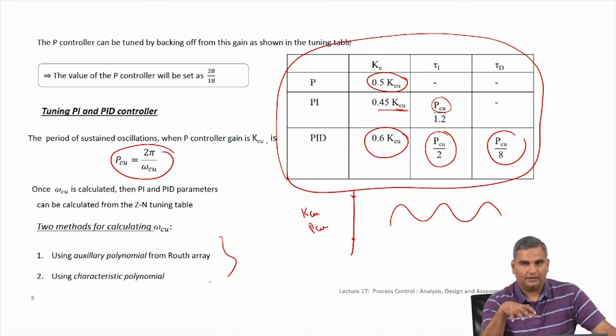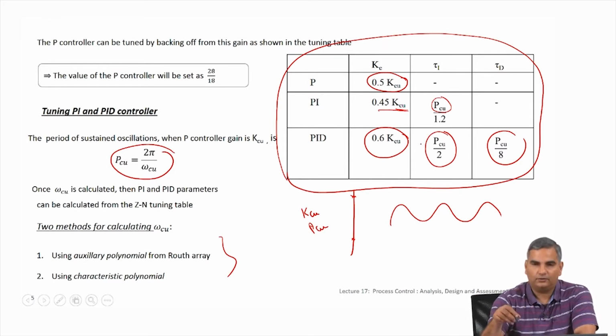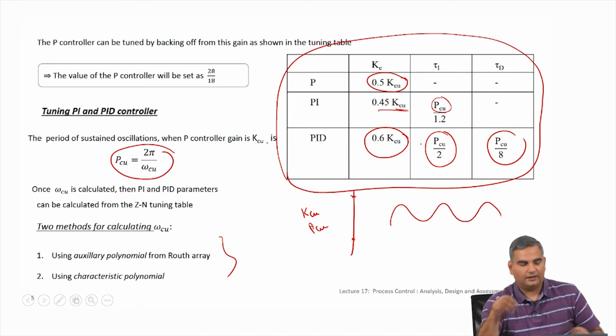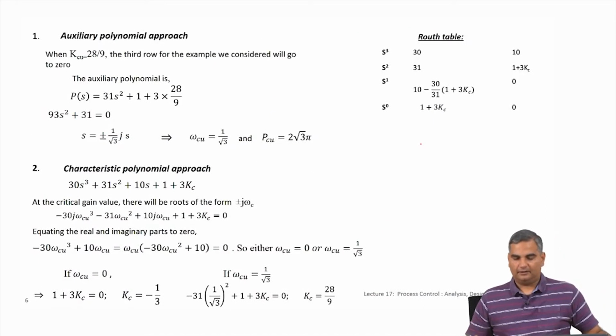So, as far as this summary is concerned, once we figure out how to compute omega Cu, we can get Pcu by 2 pi by omega Cu, and Kcu I have already shown how you compute, and once you compute both of these, if you were to use Ziegler-Nichols tuning, you basically use this table. So, the auxiliary polynomial approach is simple.